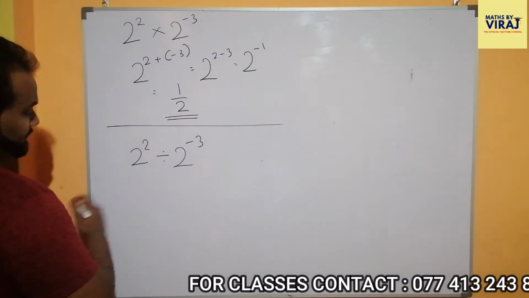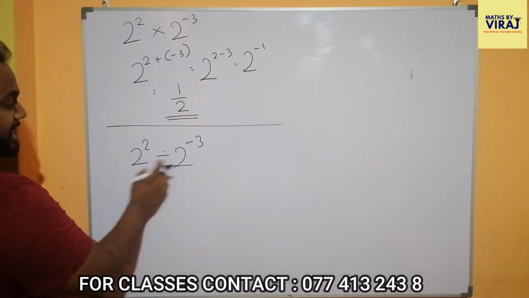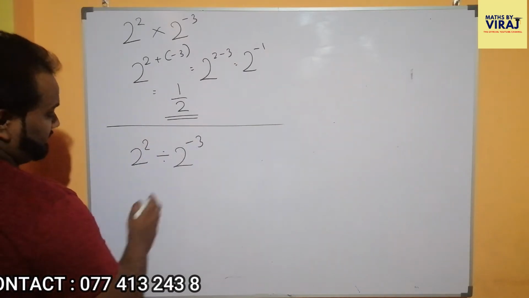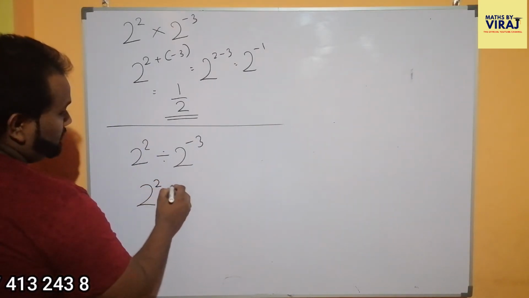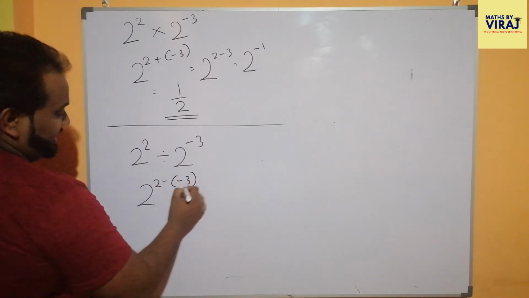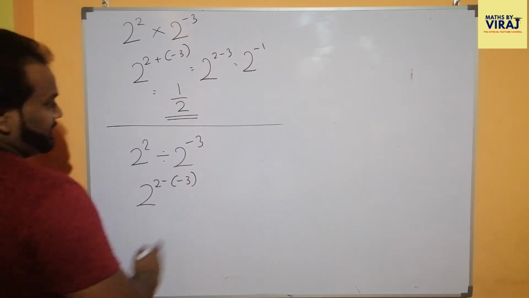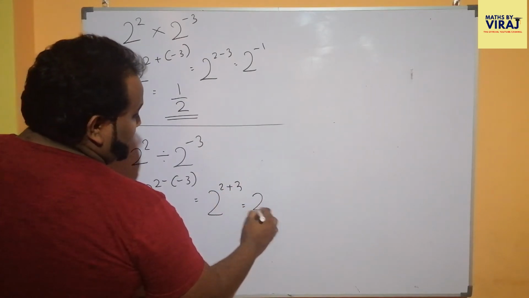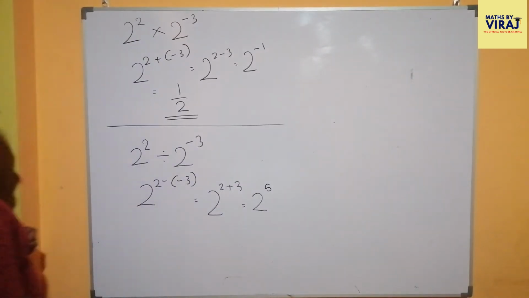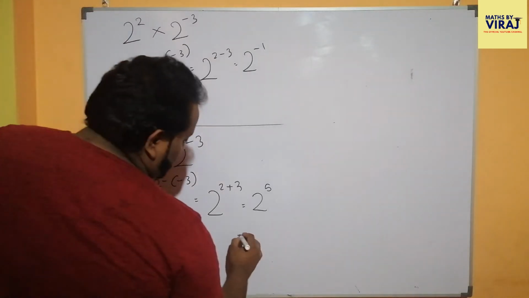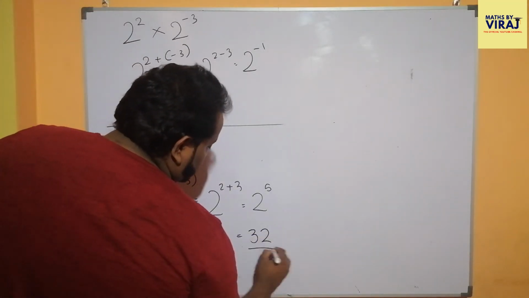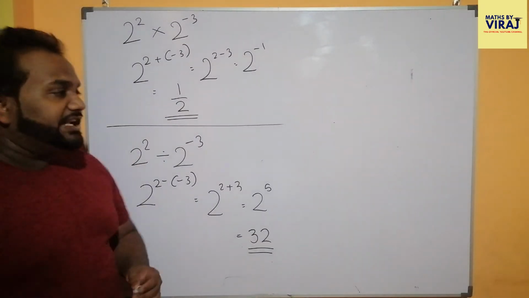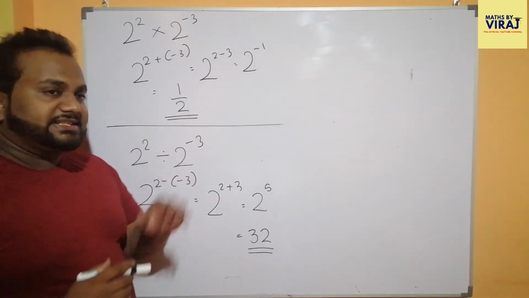On the other hand, it is division. When the bases are same and when it is division, we subtract the powers. 2 to the power 2 minus 3, minus and minus multiplied together, it's plus. Where we get the answer as 2 to the power 5, or the numerical value to be 32. Now this is an explanation involving only indices.